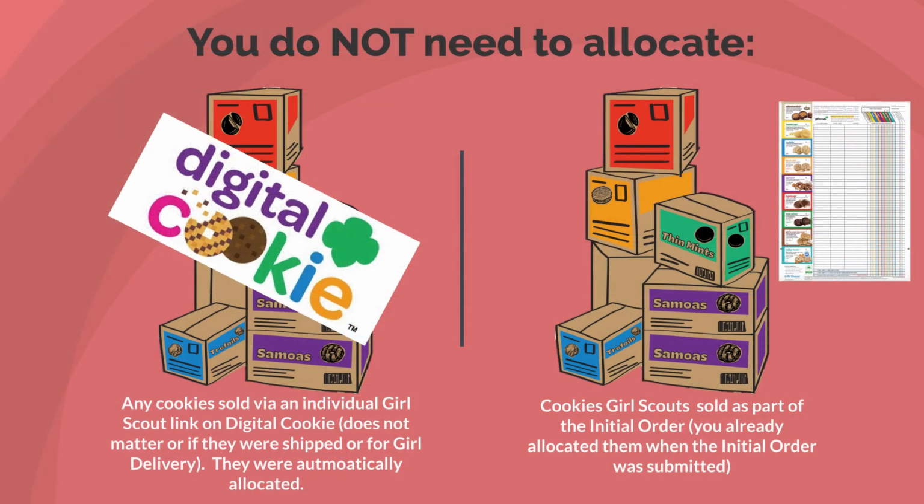You do not need to allocate any cookies sold via an individual Girl Scout link on Digital Cookie. It doesn't matter if they were shipped or sold with Girl Delivery. They are automatically allocated to the Girl Scout. You also do not need to allocate cookies that Girl Scouts sold as part of the initial order. You already allocated them when the initial order was submitted.